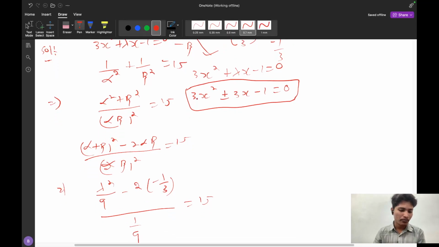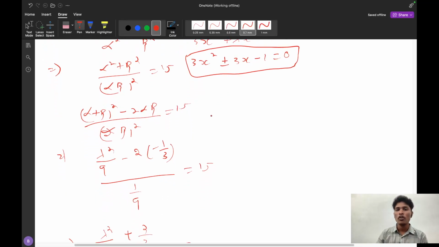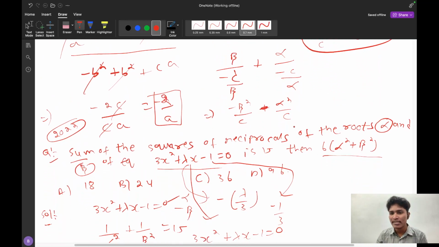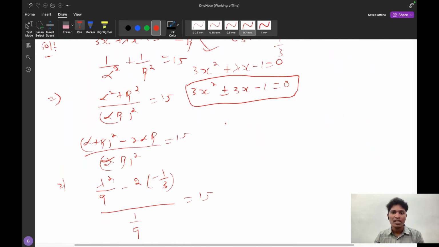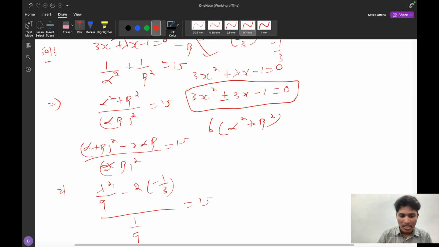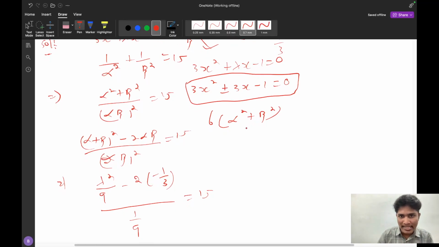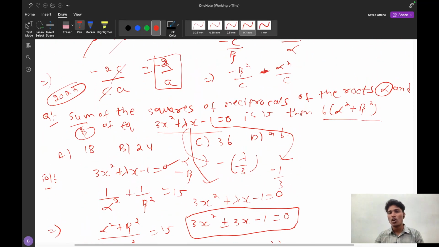Now we are going to find the value of 6 into alpha square plus beta square. This value you have to find. So this value is simply what? This value is simply 6 into alpha square plus beta square. Sorry, it is not alpha square plus beta square. It is alpha cube and beta cube.